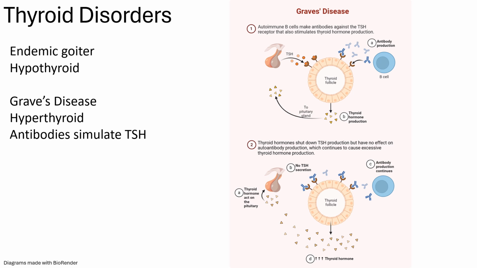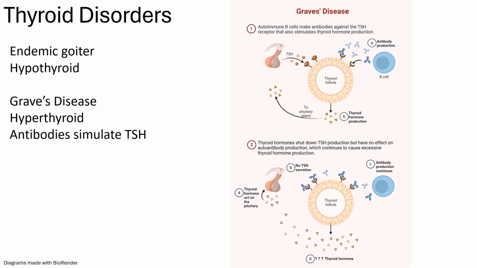Because the thyroid gland is like, I don't care how much you scream at me. I can't make the thyroid hormone. There's just no iodine available for me to do that. But the APG and the hypothalamus just keep screaming at the thyroid gland.